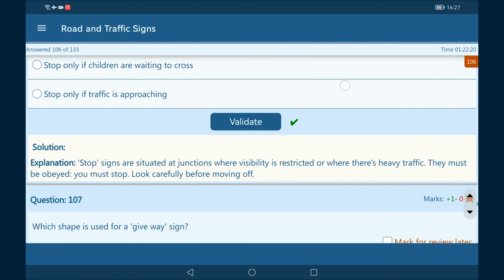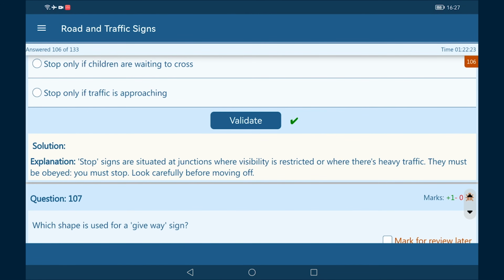Explanation. Stop signs are situated at junctions where visibility is restricted or where there's heavy traffic. They must be obeyed. You must stop. Look carefully before moving off.